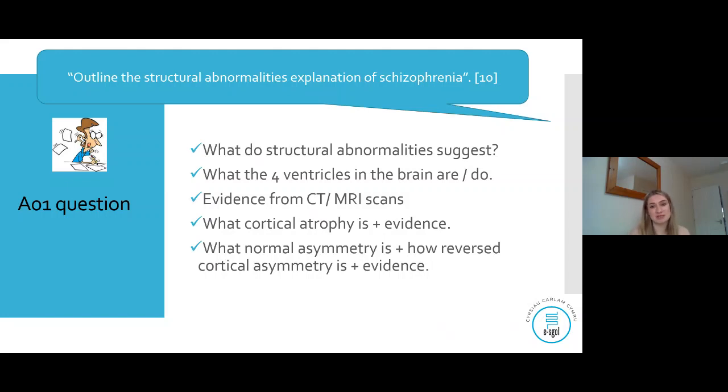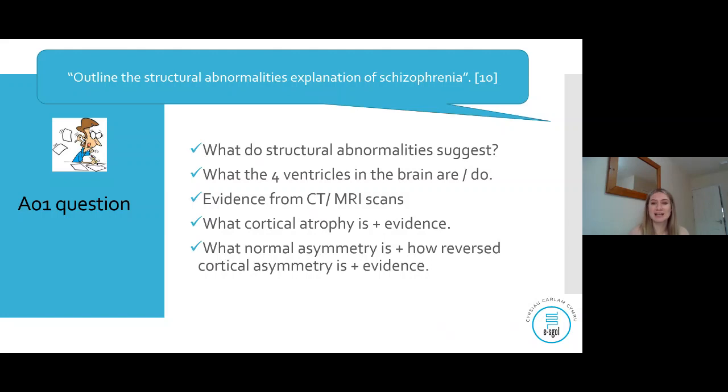Then you've got to give me some evidence, okay? It's all well and good us telling the examiner everything we know, but we need to add a bit of evidence. What's so good about it? Okay, what have researchers found out about CAT scans and MRI scans?